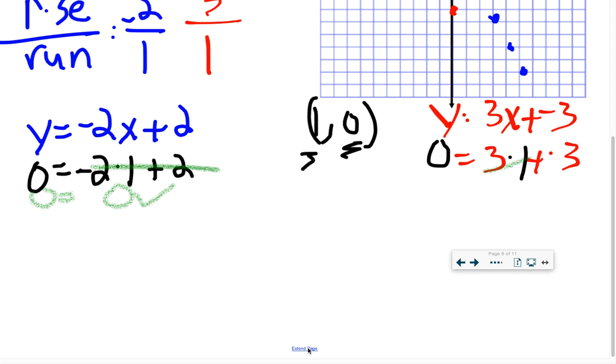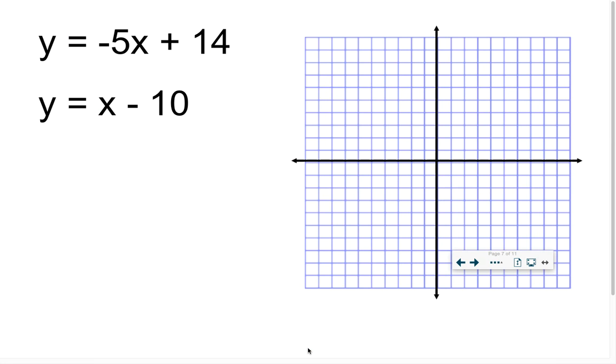So in one fell swoop, you can do it. 3 times 1 plus a -3 gives us 0. Is that true? Does 0 equal 0? Hooray! Okay, then we are right with that point. That is what you're looking for. 1, 0, that is the intersection. That is the solution to this system of linear equations.